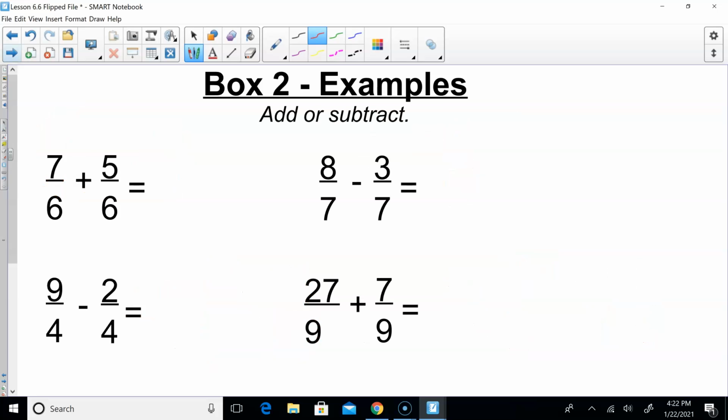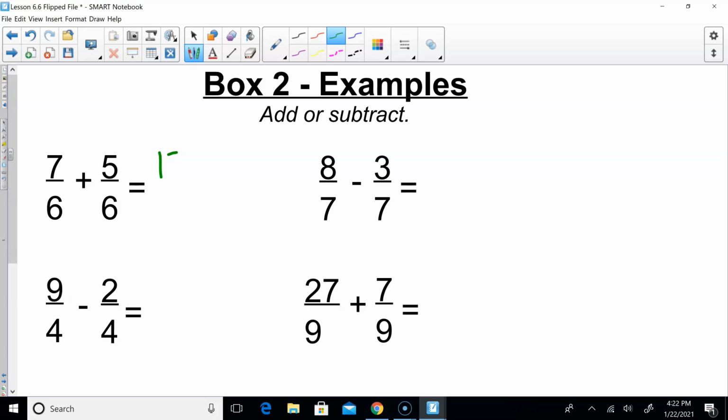And now add or subtract. So we're going to go straight forward and add and subtract these problems. Make sure you follow the sign. Also make sure that if it's a fraction greater than 1, you put it into a mixed number. So you can pause the video right now, solve these, and we'll compare answers in a little bit.